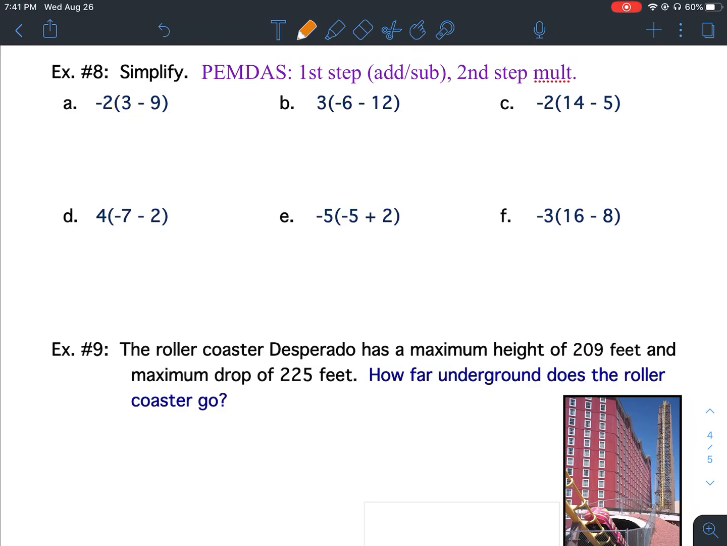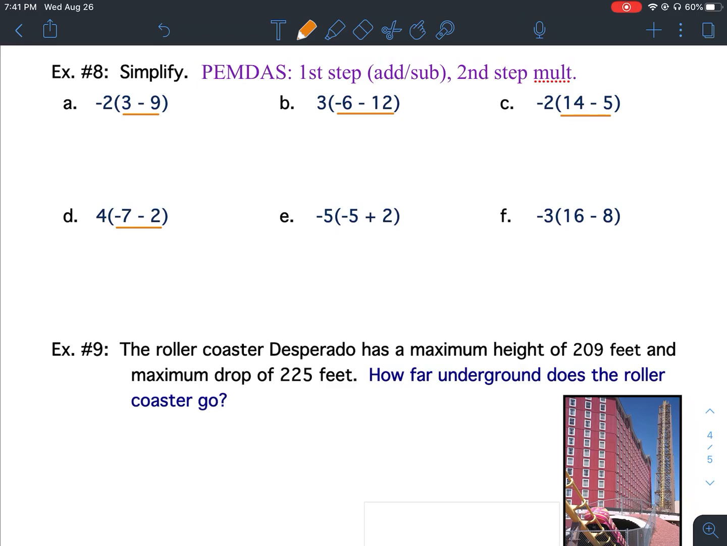So our first step will be to do what's inside the parentheses. And inside the parentheses is either addition or subtraction. Once we do the addition and subtraction, then the second step will be to multiply. So right now, go ahead and get this written down on your paper. Okay, so we're going to start with what's inside the parentheses. Right now, go through and underline what's inside the parentheses.